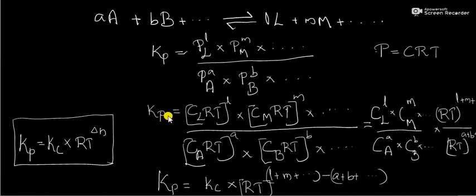We can write Kp is equal to (CL RT) all to the power l into (CM RT) all to the power m into etc., divided by (CA RT) all to the power a into (CB RT) all to the power b into etc., which is also equal to CL to the power l into CM to the power m into etc., (RT) whole raised to l plus m plus etc., whole divided by CA to the power a into CB to the power b into etc., into (RT) all raised to a plus b plus etc.